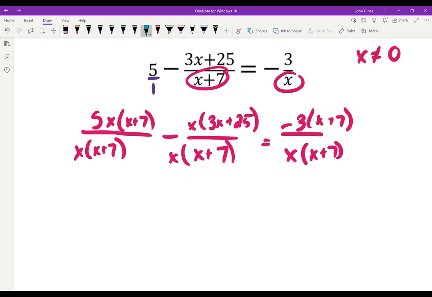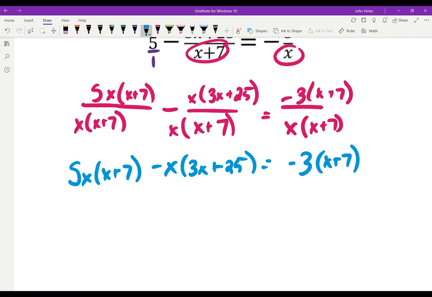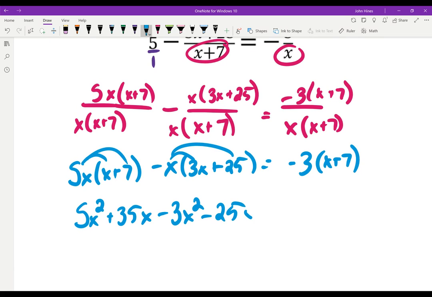Don't start distributing yet because people always lose things. Just rewrite your numerators and then we can start distributing the madness here. But just rewrite it first. I know it takes an extra step, but just rewrite it because you're going to make fewer mistakes with pesky negative signs that just pop up. 5x squared plus 35x minus 3x squared minus 25x equals -3x minus 21.